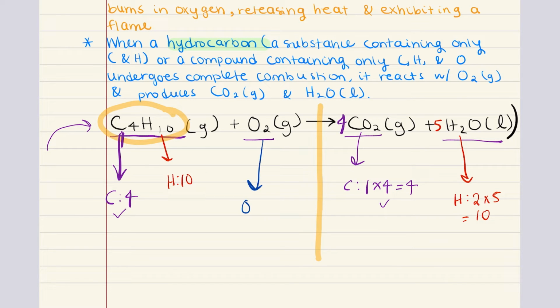On the reactant side, we have 2 oxygens. And on the product side, we have 8 plus 5, so we have 13 oxygen atoms on the product side. Now, to balance the number of oxygen atoms on the reactant side, we're going to have to use a fractional coefficient of 13 over 2 so that we have 13 oxygen atoms on both the reactants and product side.